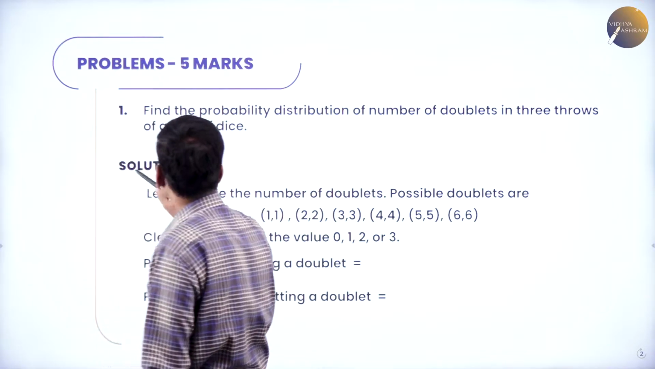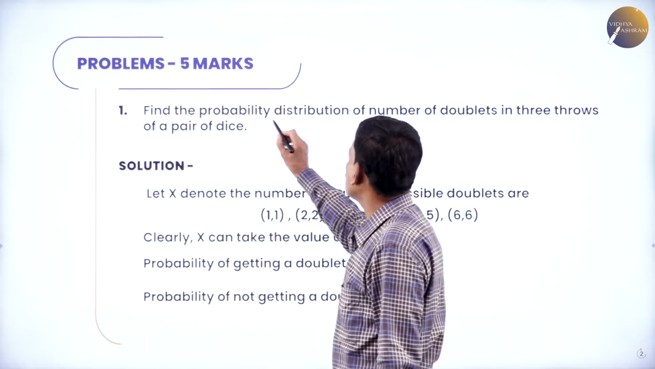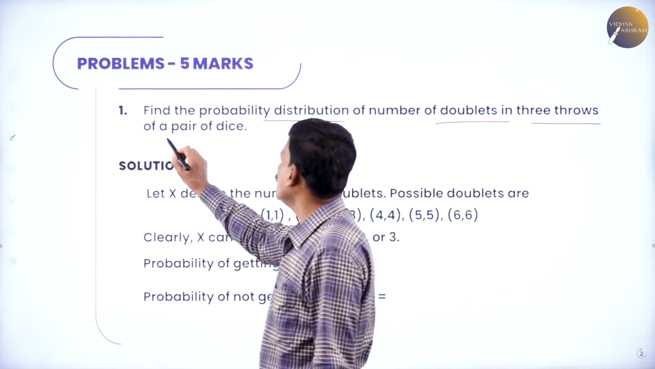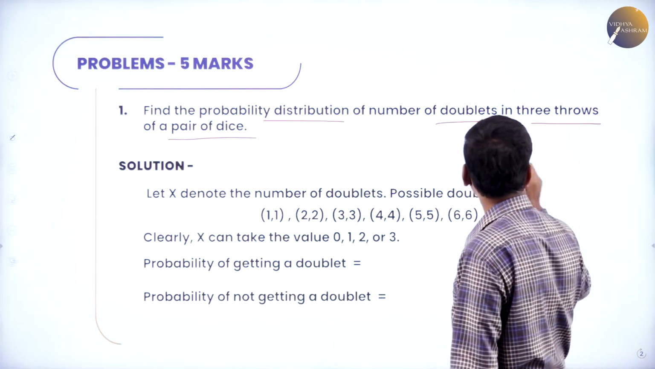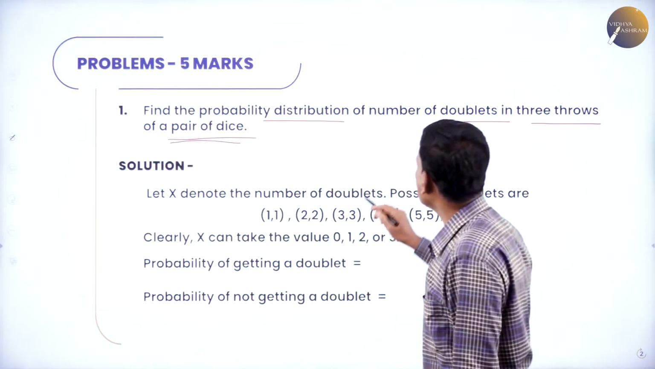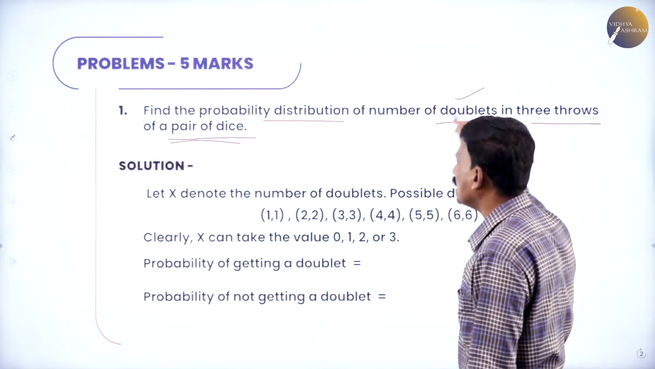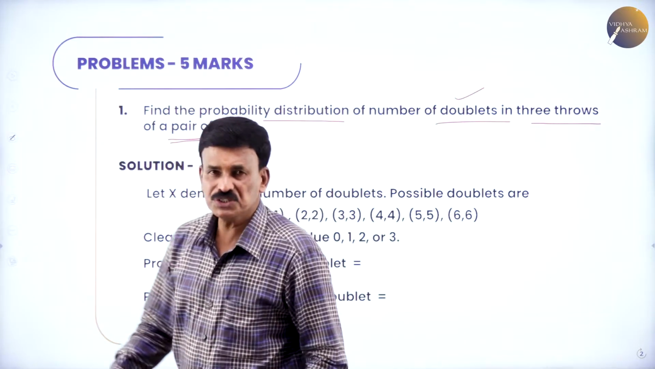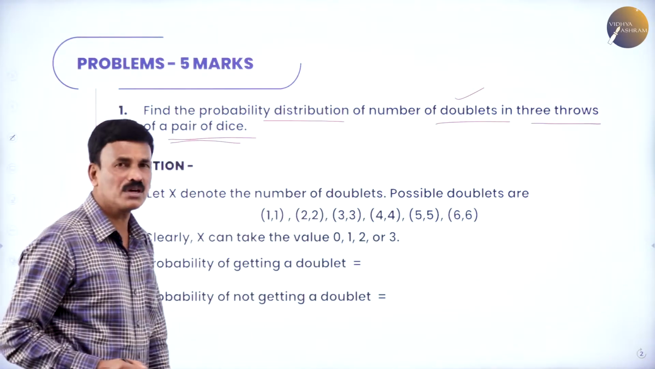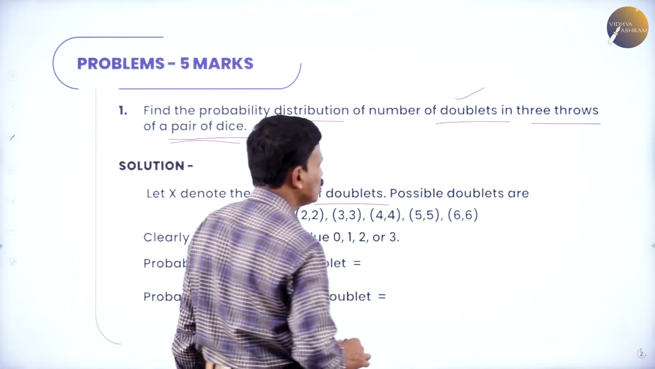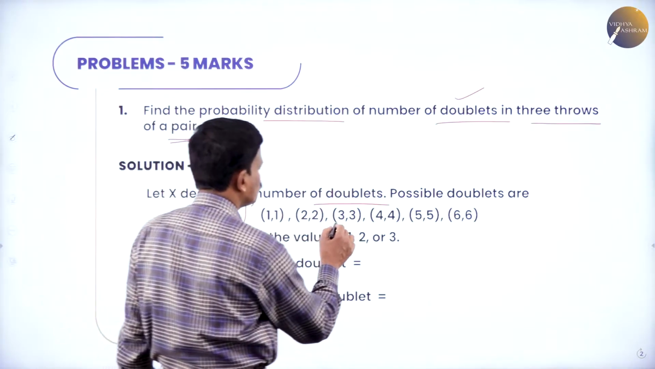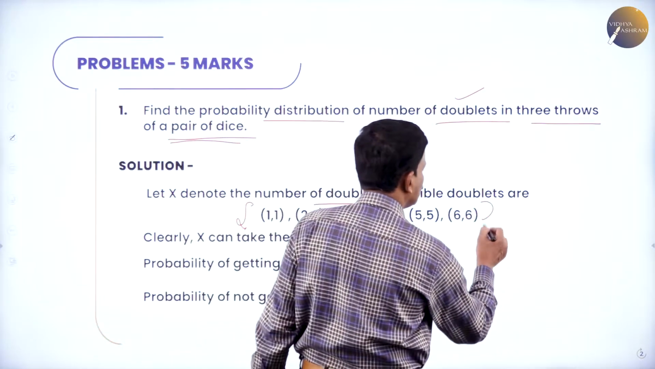Now, in probability distribution, find the probability distribution of number of doublets in 3 throws of a pair of dice. If a pair of dice are thrown 3 times, what is the probability distribution of getting doublets? Doublets means 1,1, 2,2, 3,3, 4,4, 5,5 and 6,6. Here, let x denote the number of doublets.